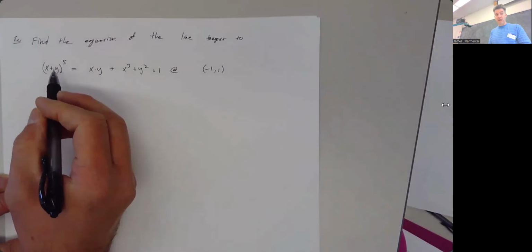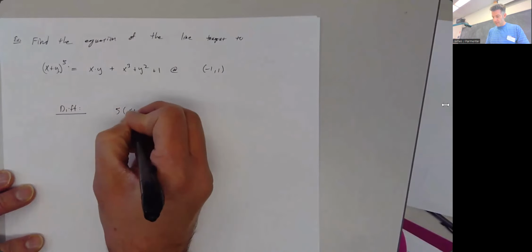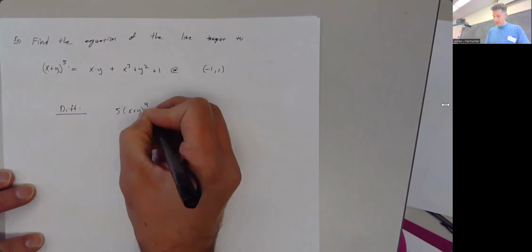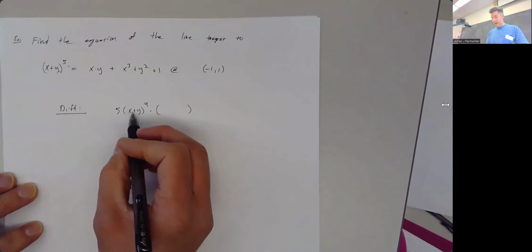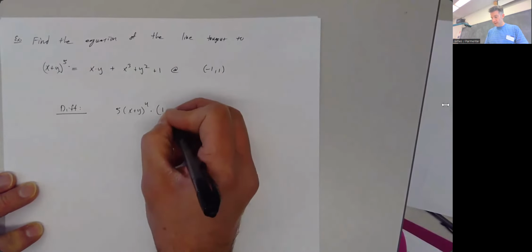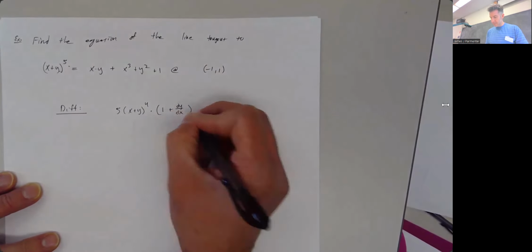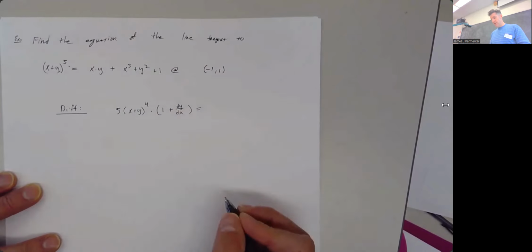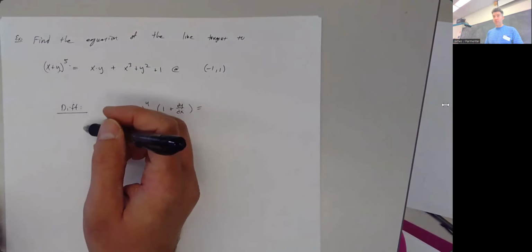The derivative of some stuff to the 5th power is 5 times your stuff to the 4th power times, in parentheses, the derivative of your stuff. The derivative of x is 1. The derivative of y is y prime, or dy dx. Equal to, okay, on the right-hand side, I've got x times y, which is a product rule.